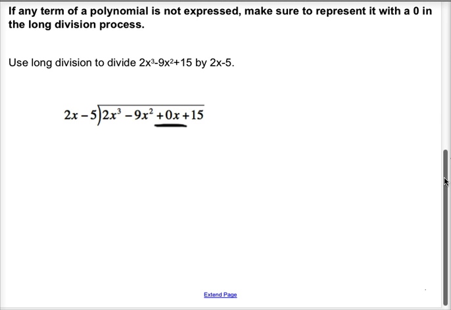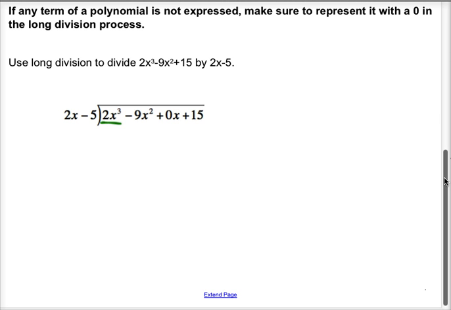However, to make sure that we're successful with our long division process, and everything lines up right, we have to show that there is an x, there's just 0 of them. Okay? So make sure you hold its place with that 0 term right there. But other than that, this process is exactly the same as what we've been doing before.